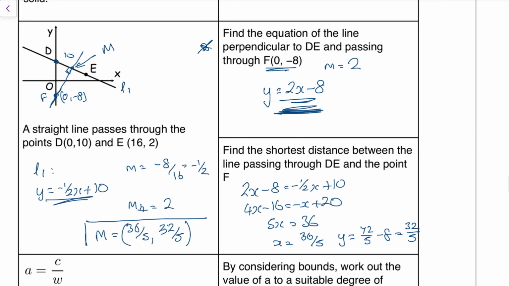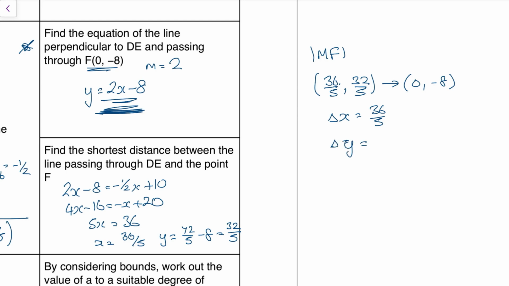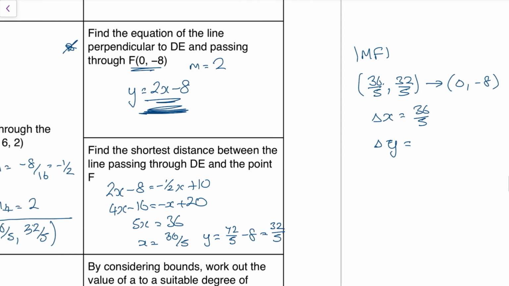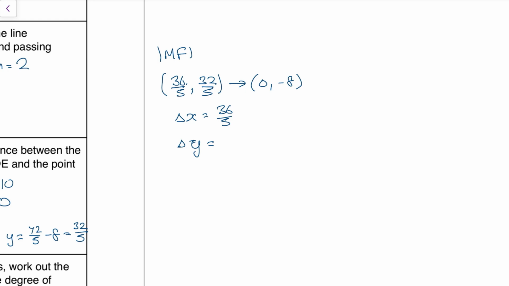Now I need to work out the length from M to F. The little square line just means the length between 2 points. So that is going to be from 36 over 5, 32 over 5 to 0, minus 8. In other words, the change in my X is going to be 36 over 5. Well, that's easy. And the change in my Y is going to be 32 over 5, which is a positive number because it's up here, plus 8 because that's below the axis. So 32 over 5 plus 8 is going to give me 72 over 5.